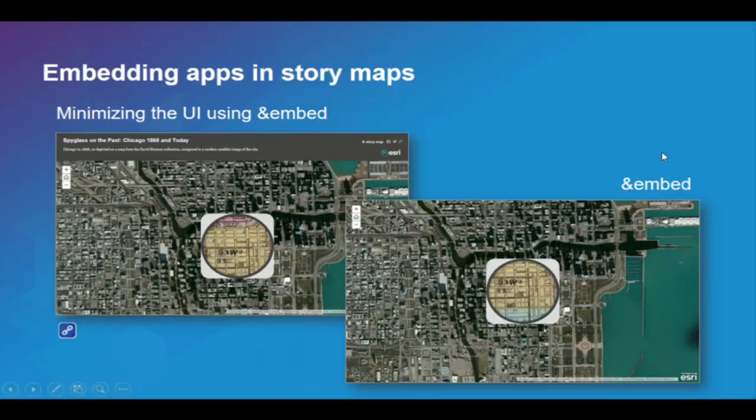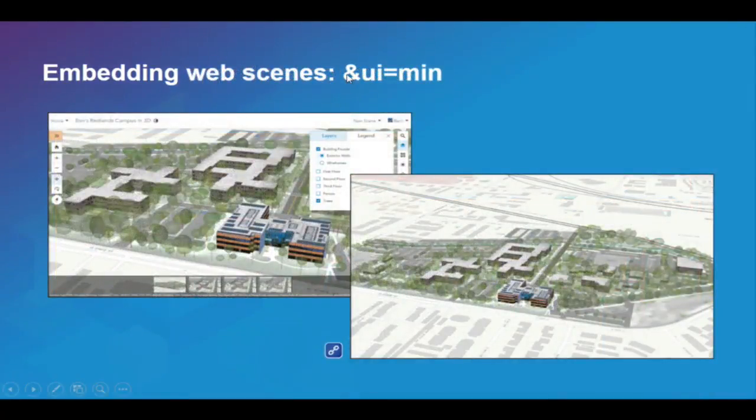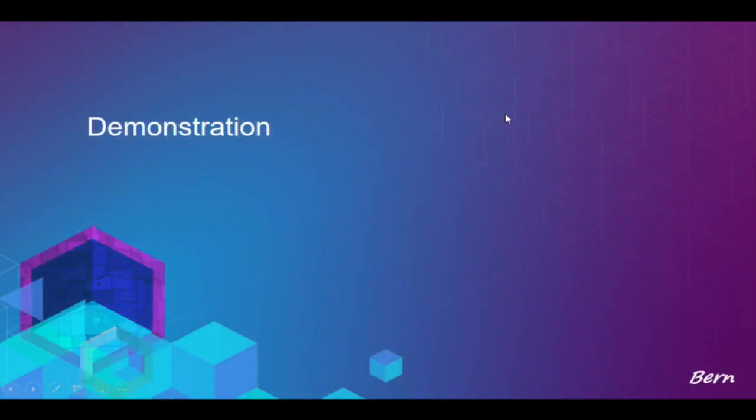All right, so that was using ampersand embed. So if your question was, what do you add? It's ampersand embed. And there are blog posts which cover this. For scenes, it's ampersand ui equals min. You just add that to the end of the URL. It's an inline URL parameter, and it just minimizes the user experience, which makes it better for embedding.